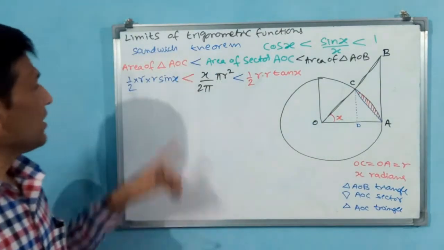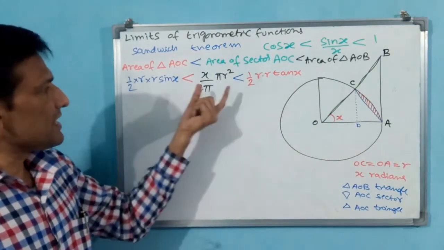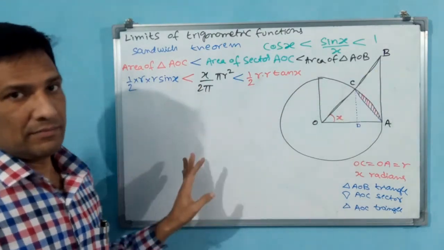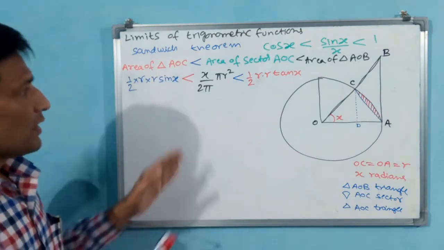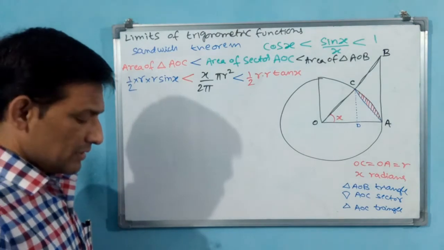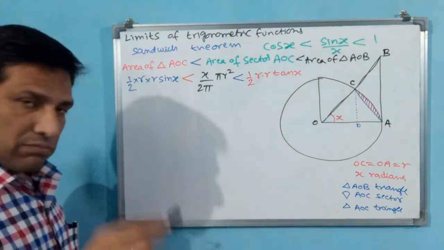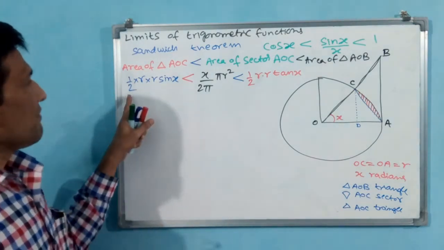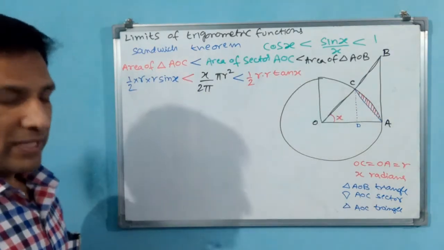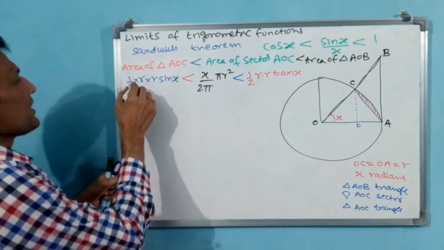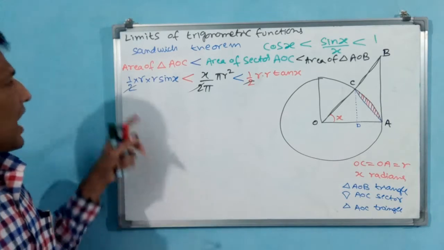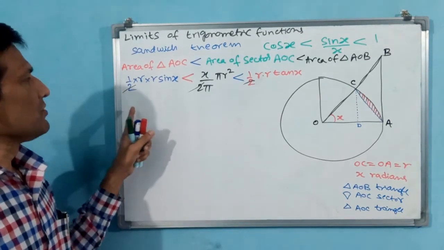That means see here, area of small triangle is less than area of sector. Area of sector is less than area of big triangle. Like that I can say. That means here is the sandwich. Now you see what all you can cancel out. See, everywhere 2 is there. I will multiply with 2, like you think. Then all these 2's are going to get cancelled.